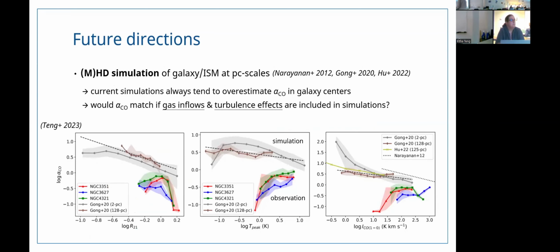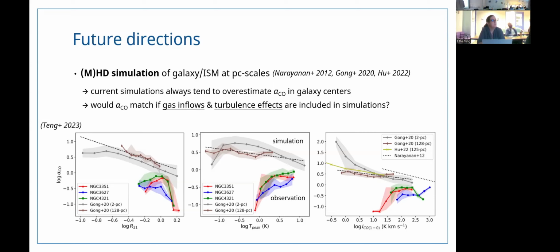And also we have been working a lot with theorists to compare our alpha CO measurements with numerical simulations. This is some result I didn't show earlier, but basically we have found that current ISM simulations seem to always overestimate alpha CO compared to our measurements in galaxy centers.